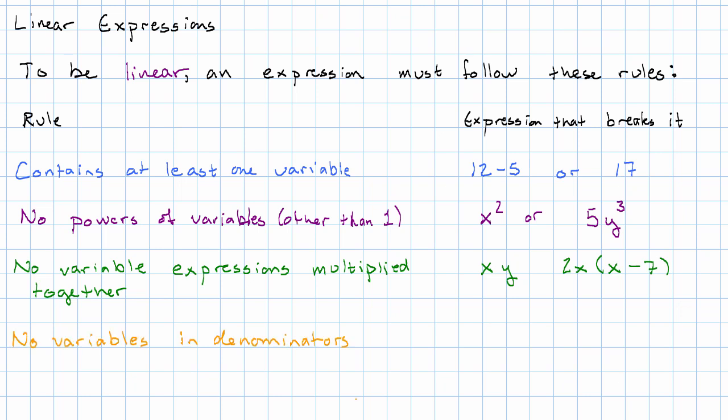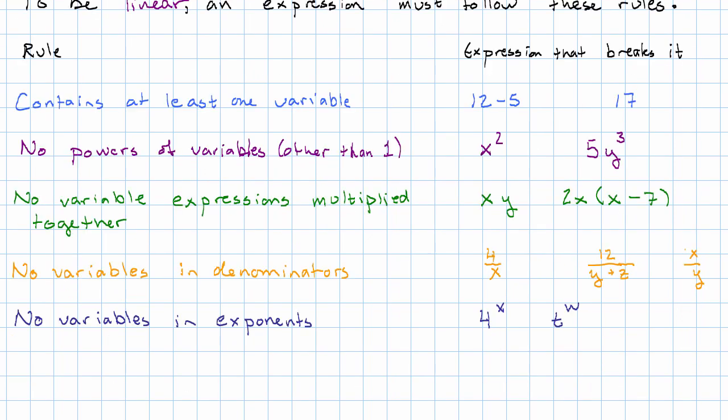A linear expression can't have any variables in denominators. So 4 over x is not allowed, 12 over y plus z, x over y, none of those is allowed. It also can't have variables in exponents. So 4 to the x, t to the w, not allowed.